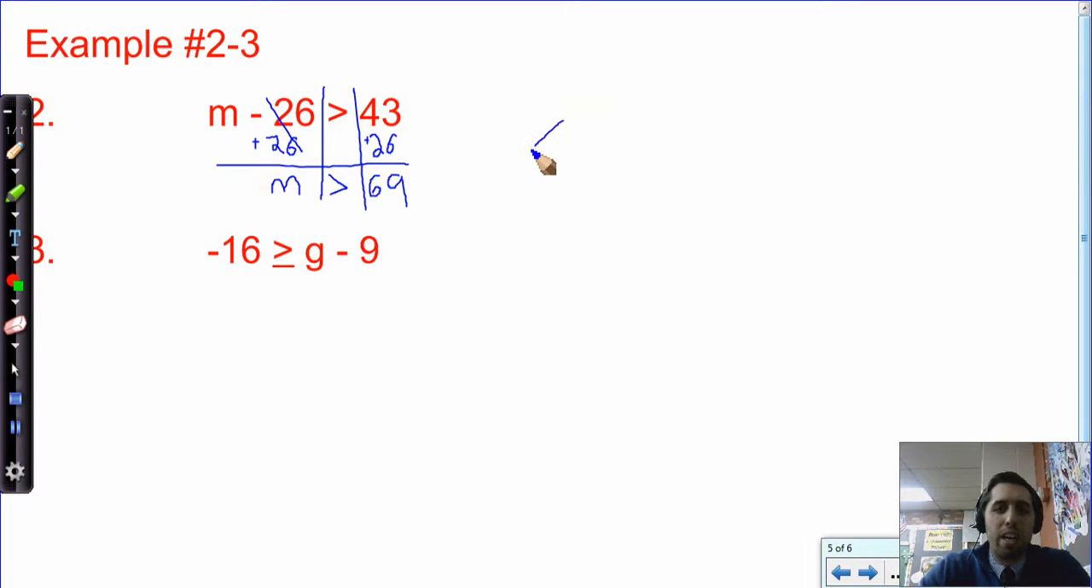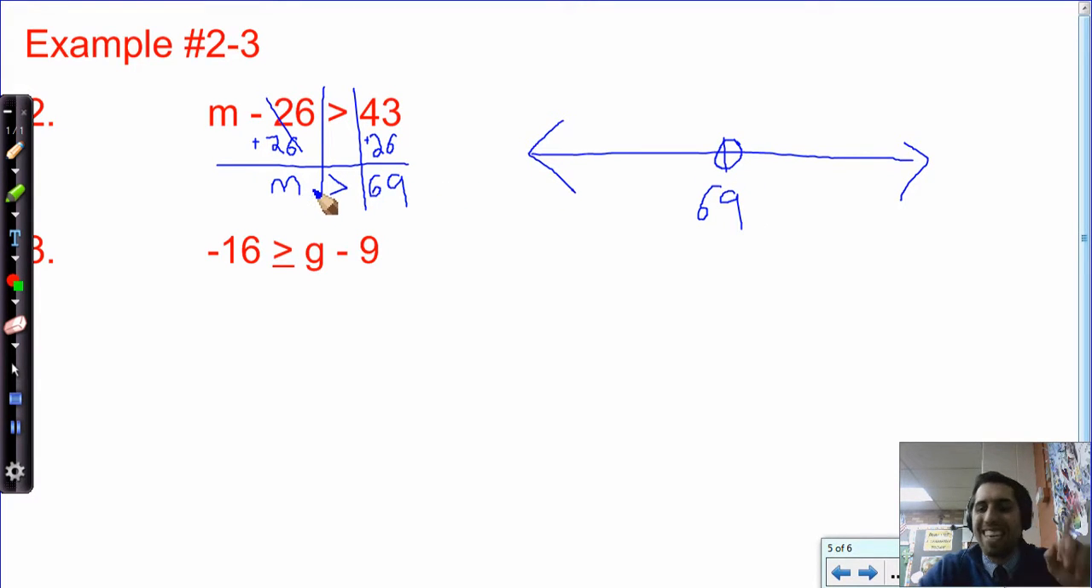Now we talked about how to plot that today. The first is to draw a line, which again extends infinitely in both directions. We want our focus point in the middle. This is 69, that's what we're concerned with. And it's an open circle because we know that m cannot be equal to 69.